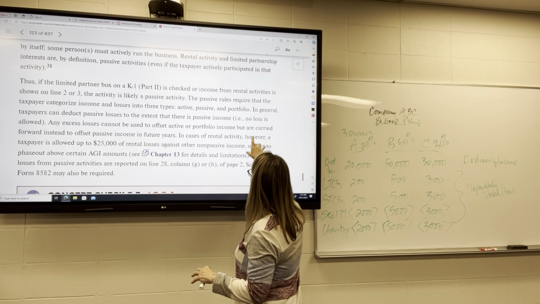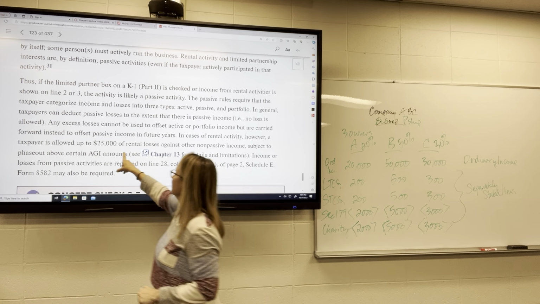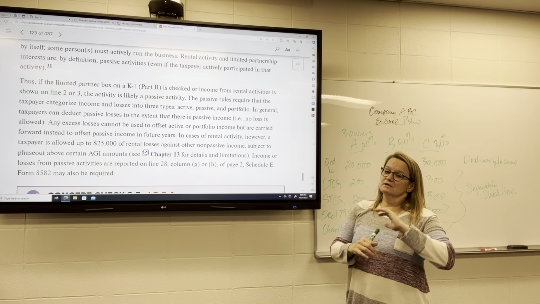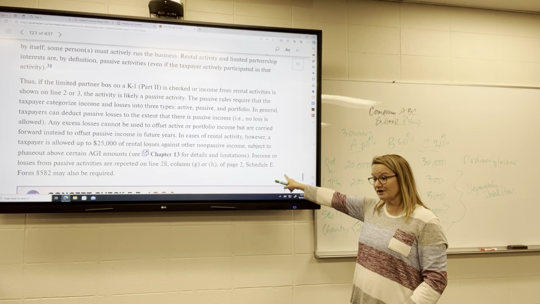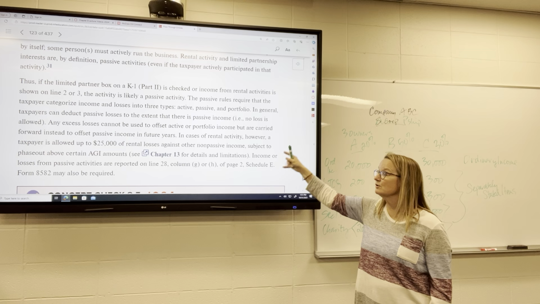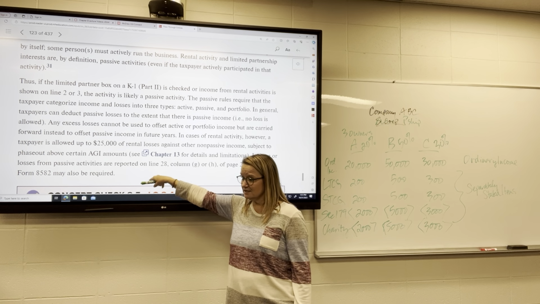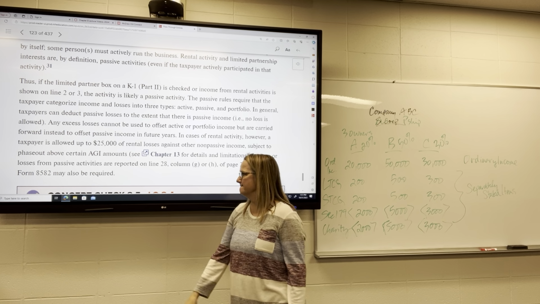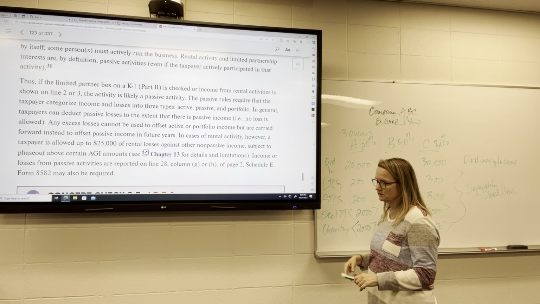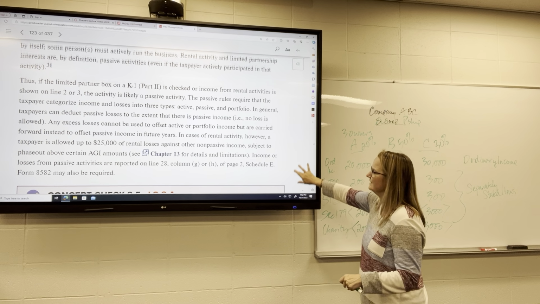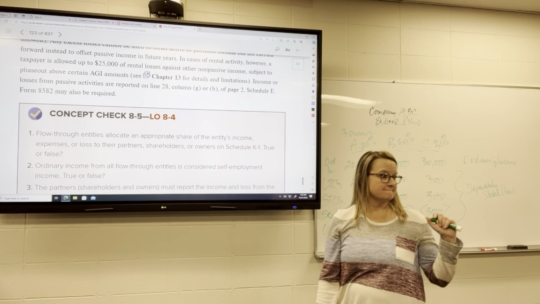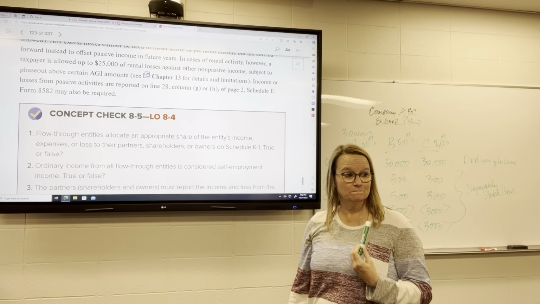So if it's a rental activity, you can take up to $25,000 of net rental losses, but there are AGI limitations to that. So if your AGI is over a certain amount, then you can't take that loss. You have to carry it forward. But like I said, chapter 13 deals with that, and we don't really do anything with that. We don't have time. Other questions? No?